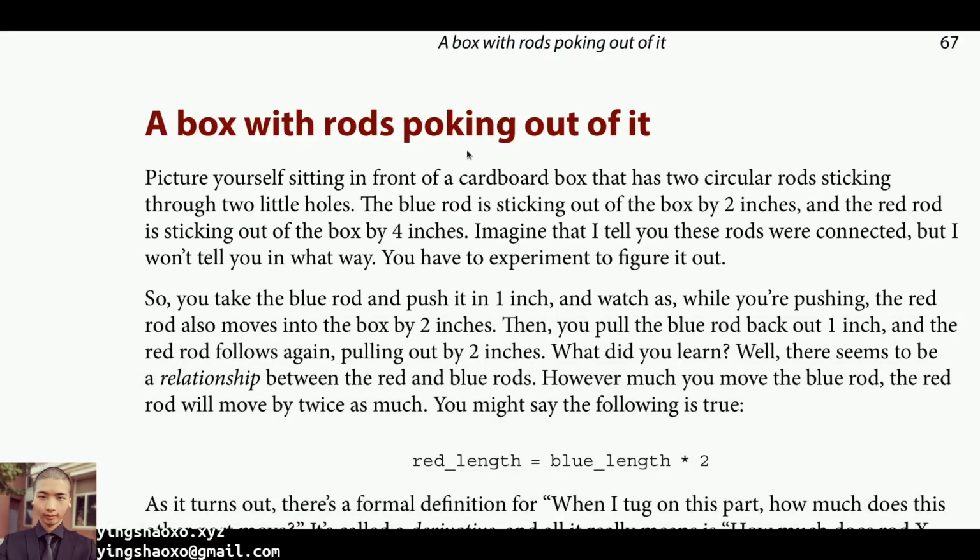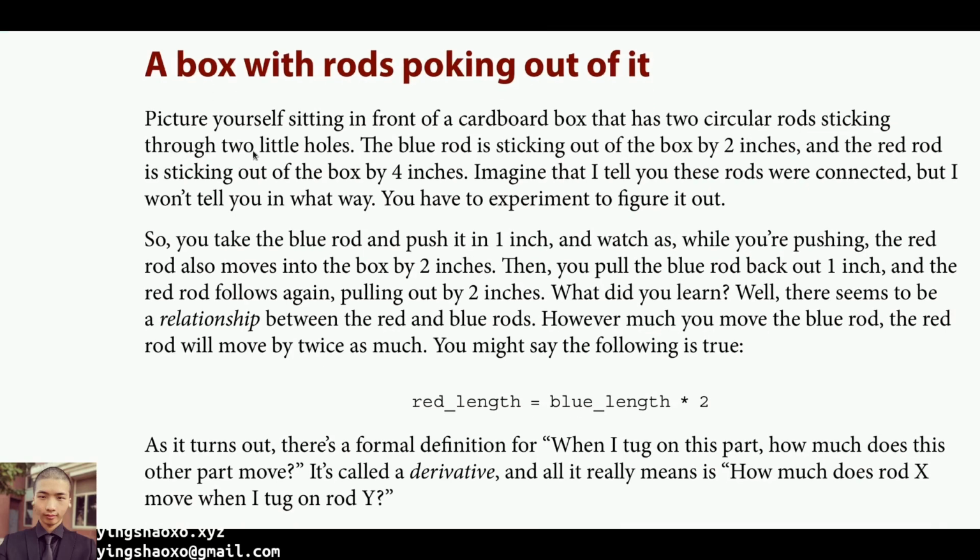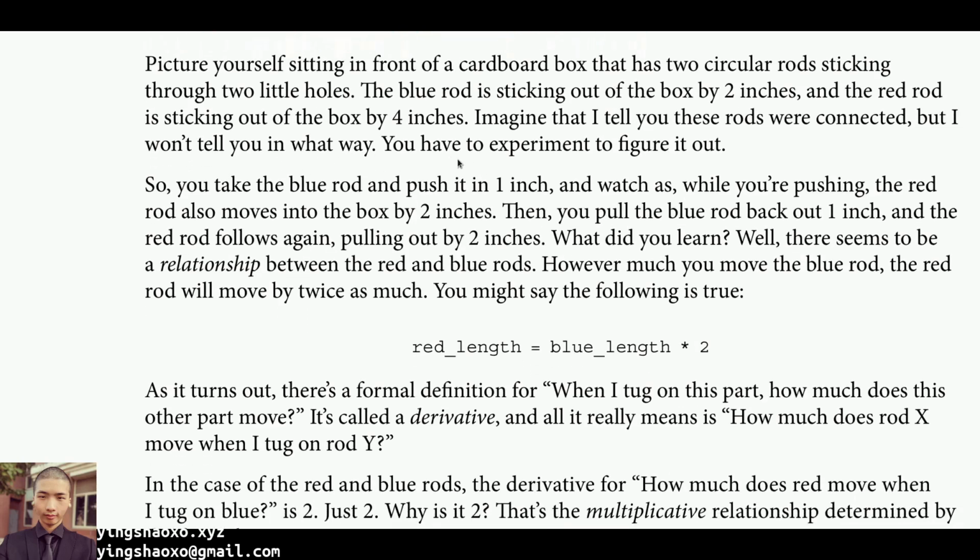A box with rods poking out of it. Picture yourself sitting in front of a cardboard box that has two circular rods sticking through two holes. The blue rod is sticking out of the box by 2 inches, and the red rod is sticking out of the box by 4 inches. Imagine that I tell you these rods were connected, but I won't tell you in what way. You have to experiment to figure it out.